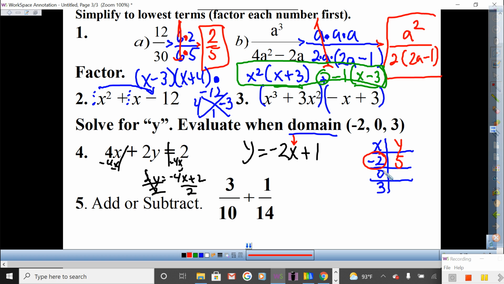Okay. Next value is 0. What is 0 times negative 2? Plus 1, 1. Okay. Next value is 3, substitute that in here. 3 times negative 2, negative 6 plus 1, negative 5.